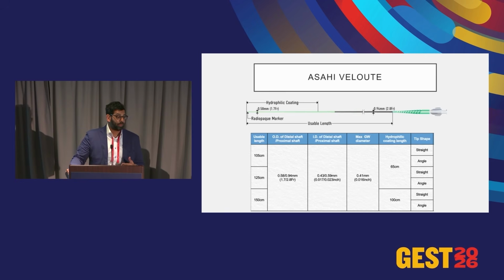So the catheters that I have on my shelf: the Asahi Volute, 1.7 tip, 0.17 ID at the tip, accepts a 0.16 wire.